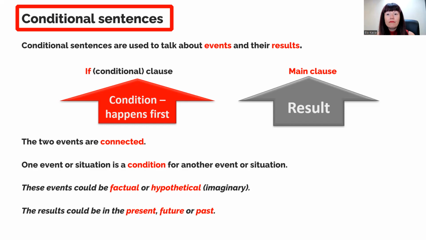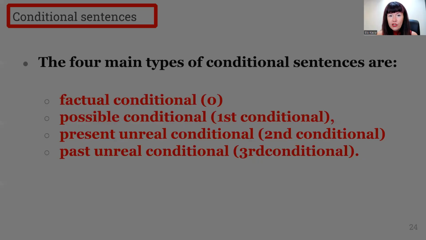The two events are connected. One event or situation is a condition for another event or situation. These events could be factual or hypothetical, that is imaginary. The results could be in the present, future, or past. This is when we talk about conditional sentences in general. You probably remember that we have not just two, not just three, we have mixed ones and all that. But generally, this is just about conditional sentences.